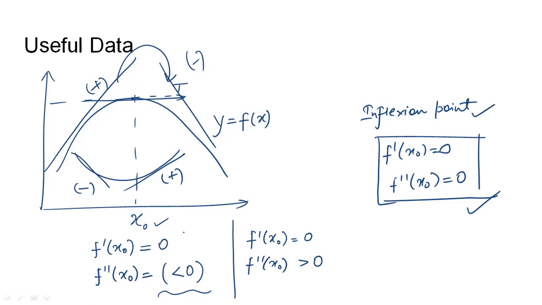And when the first derivative is 0 and the second derivative is negative, it is called a maxima. And when the first derivative is 0 and the second derivative is positive, it is called a minima.